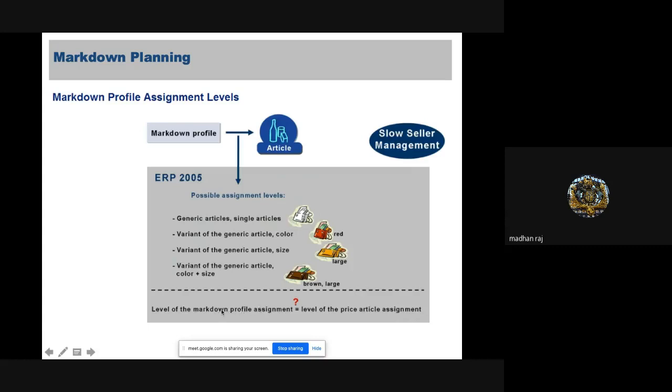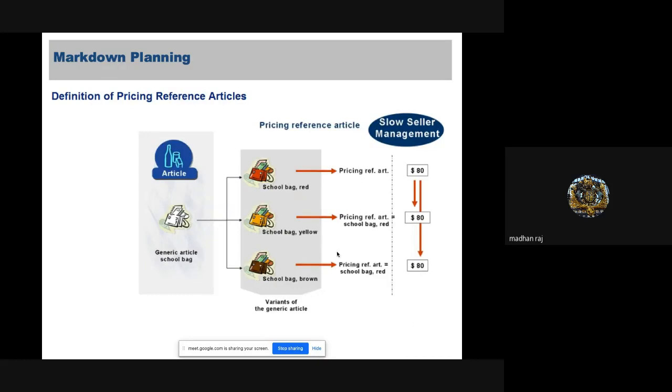The thing is, the level of the markdown profile assignment should be equal to the level of the pricing article assignment. Meaning, in the previous example, if the generic article and variants have the same price, even if you create the markdown at the generic article, that will be more than enough. Suppose in this generic article, all three variants have different prices than the generic article. Then what should you do? You should create a markdown profile at the variant level, not at the generic level. That's what the slide says.